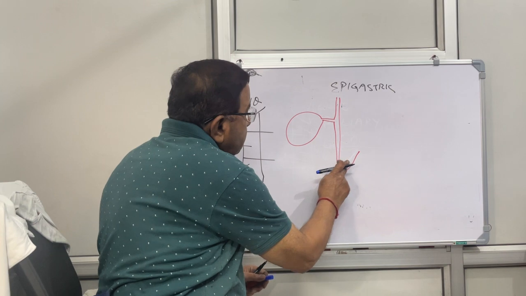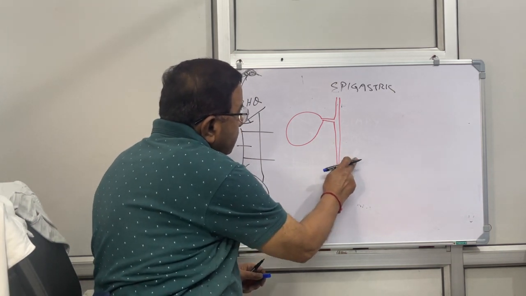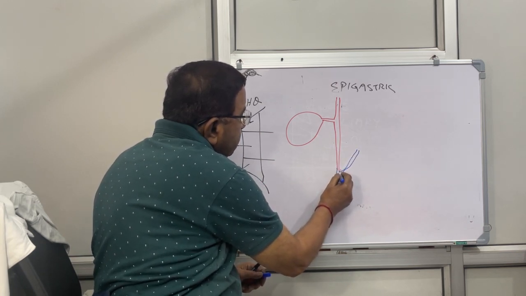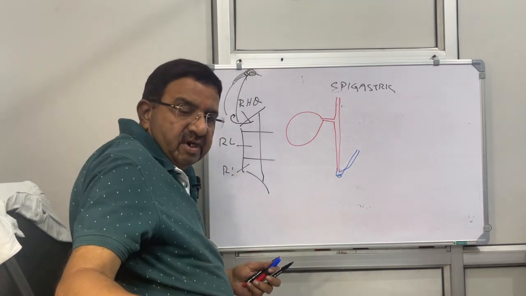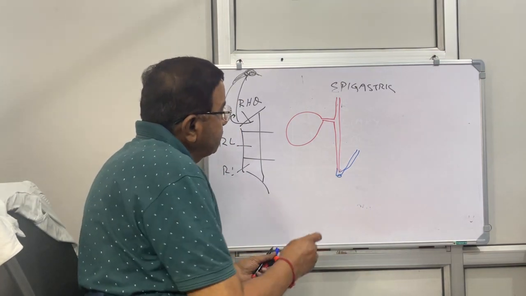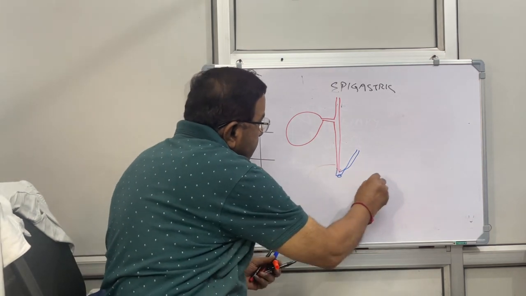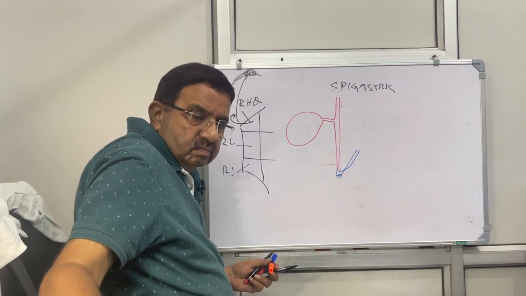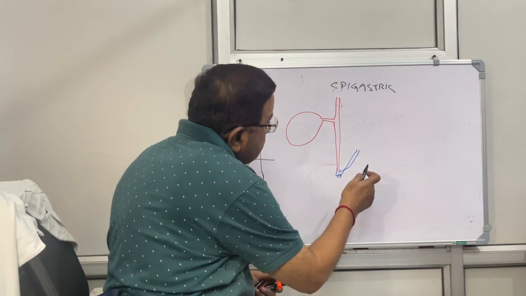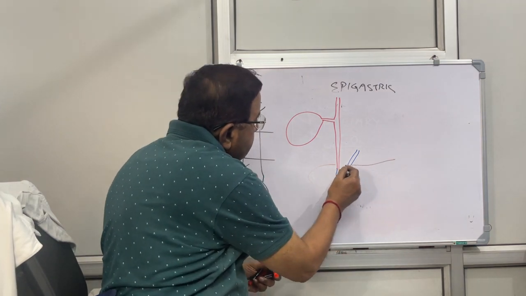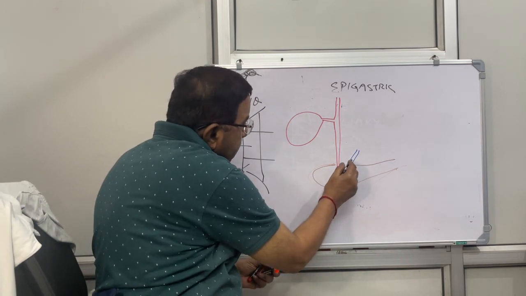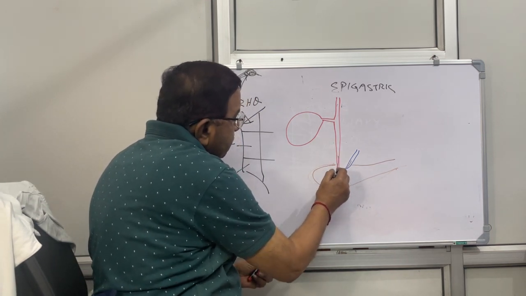You can draw with another color. This is the pancreatic duct, and here it forms a common biliary pancreatic duct. And somewhere here is the pancreas. This is the pancreas gland. So it is the pancreatic duct. This is the CBD.